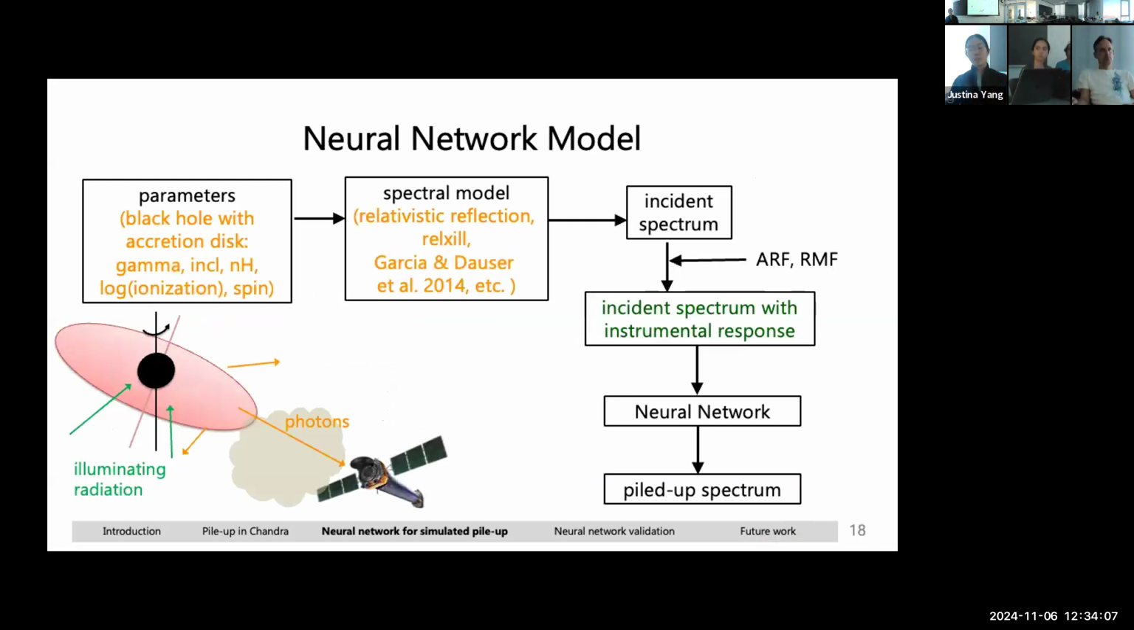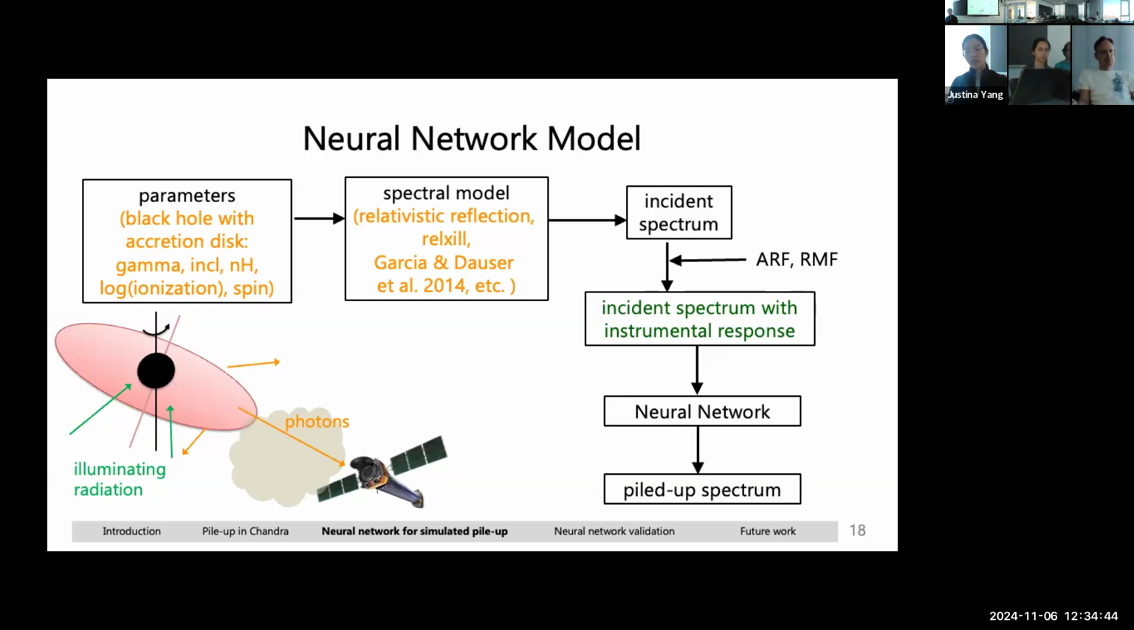Okay, so conceptually, here's the neural network model. Starting from various physical parameters and a known spectral model, one can produce an incident spectrum. And combining that with detector properties, namely the ARF and RMF, you can get an incident spectrum with the instrumental response. The goal is to have a neural network which will map that incident spectrum, including the instrumental response but no pileup, into the pileup spectrum.